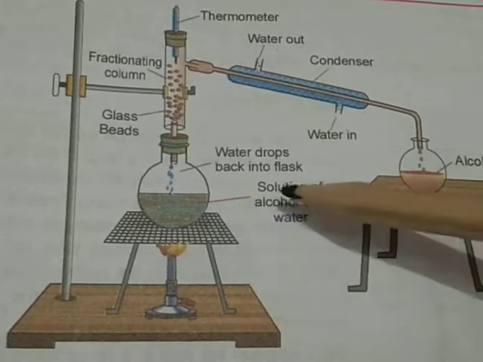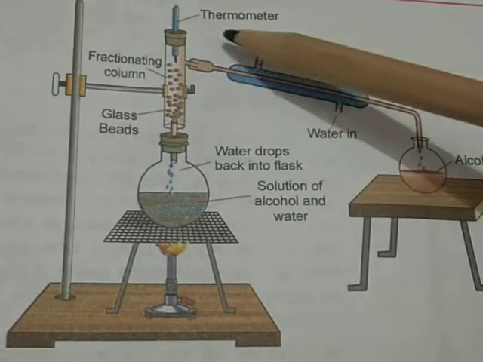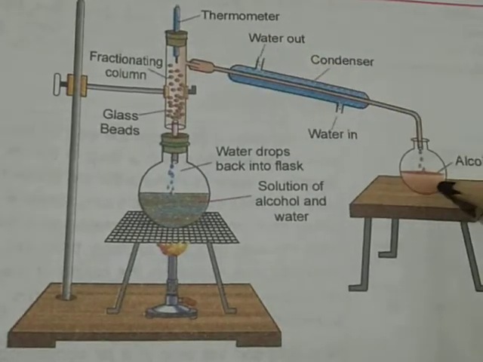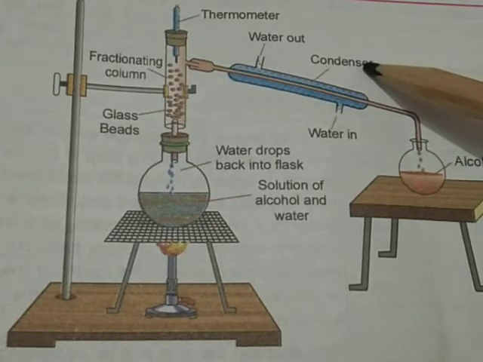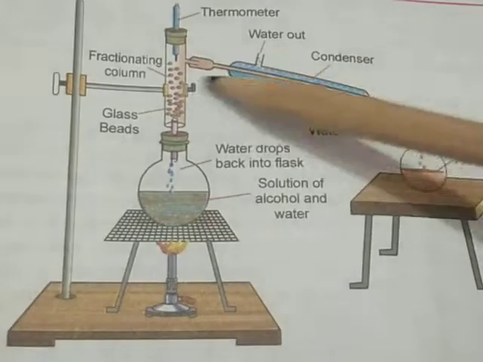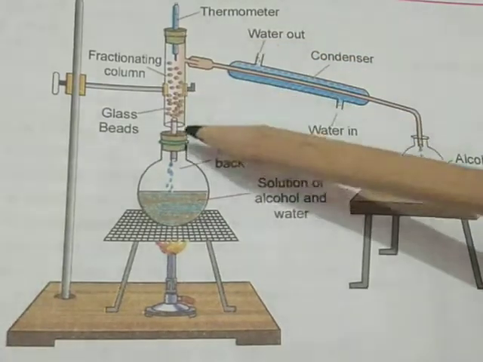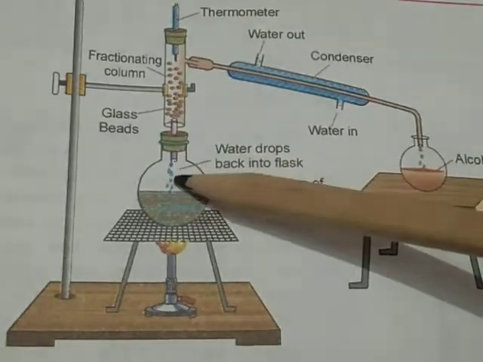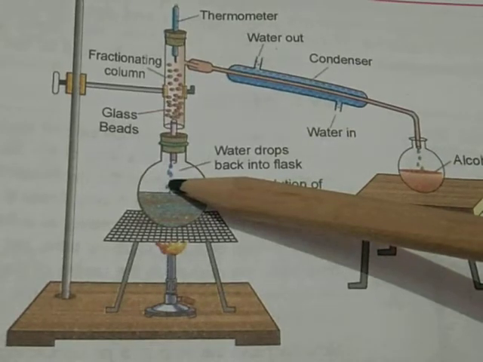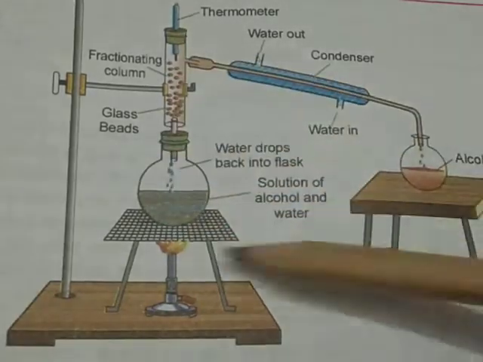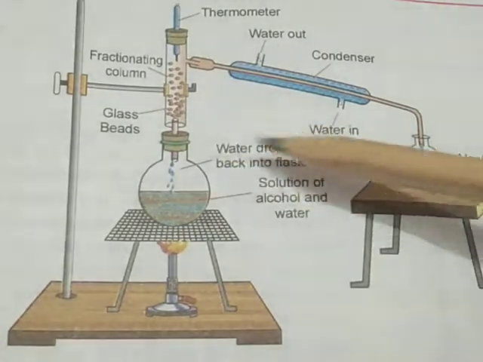The vapors of alcohol will escape from the flask and will collect in the receiver after condensation. At the same time, the vapors of water will fall back into the flask, this one, after getting condensed. So this is the fractional distillation method which helps to separate two miscible liquids.